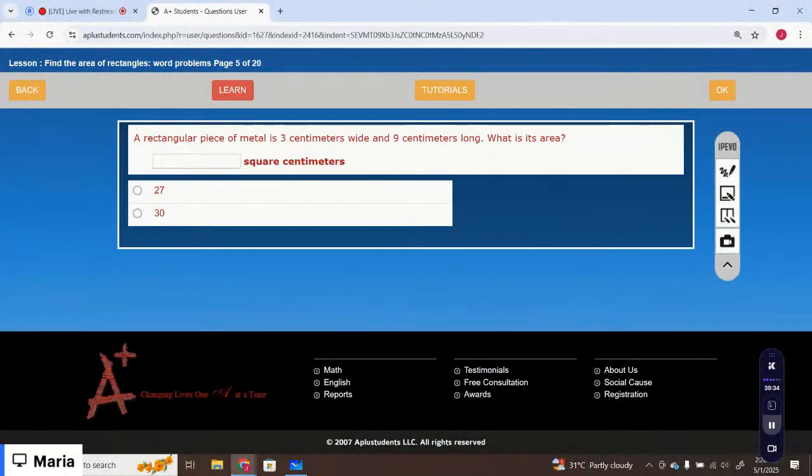A rectangular piece of metal is 3 centimeters wide and 9 meters long. What is its area? That is 9 times 3, 27. It is option number 1, the correct option.